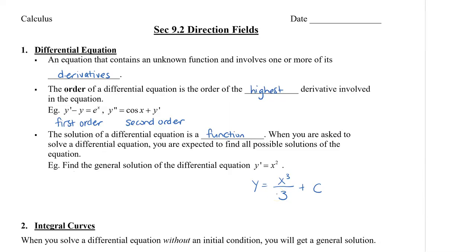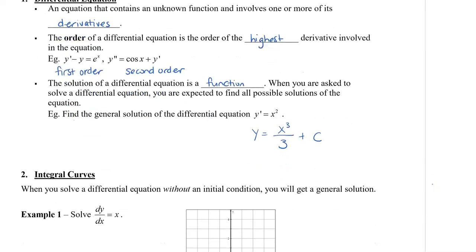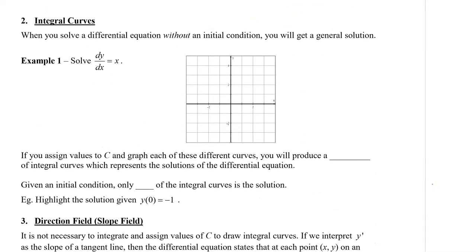All right, but what happens when it's not just simply y prime? Before we get into that, we're going to take a look at integral curves first. When you solve a differential equation without an initial condition, you will get a general solution. So for example, let's say I ask you to find the antiderivative of dy dx equal to x. We would say that y is equal to x squared over 2 plus c.